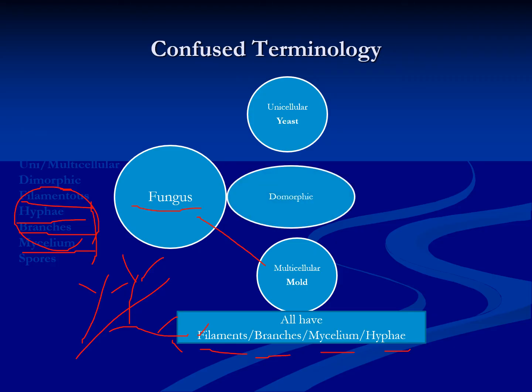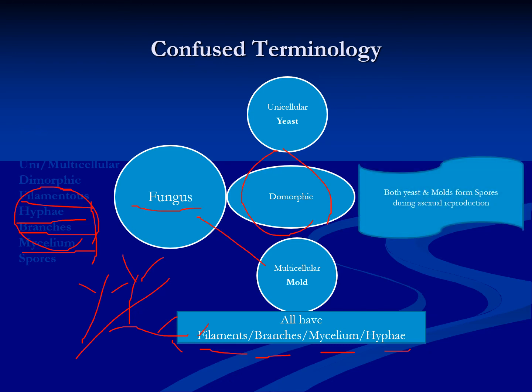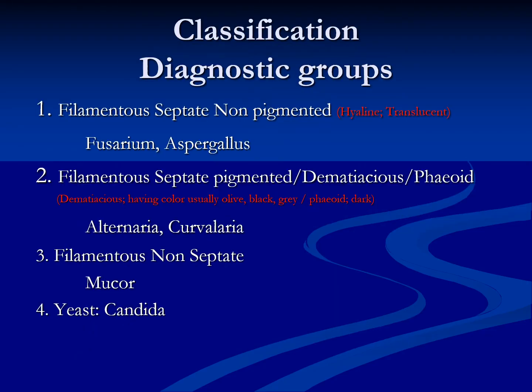Then some of the fungi are dimorphic, which means under certain conditions they are unicellular, and under certain conditions they are multicellular. Both yeast and mold form spores during asexual reproduction, so the spores can be formed by the unicellular or multicellular. I hope that has made classification a bit easier.